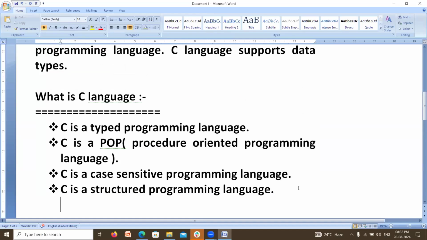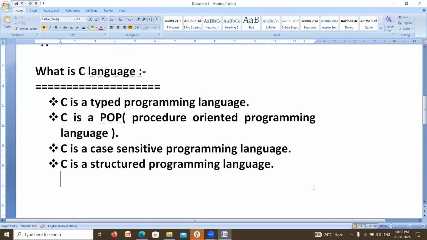So who is the developer of C? Dennis Ritchie. C was developed by Dennis Ritchie. It is about the C programming language. Friends, note down this one.